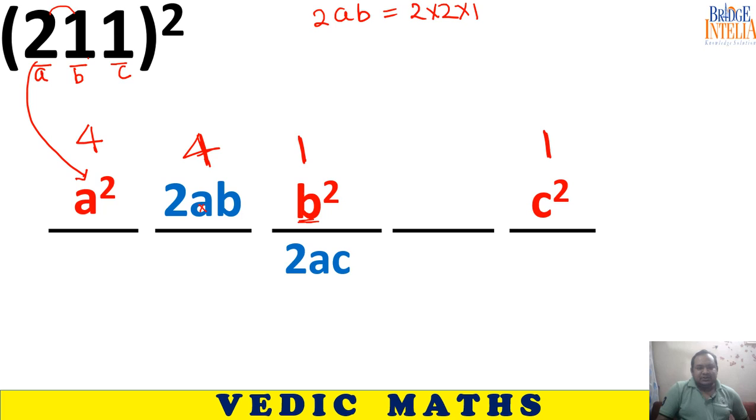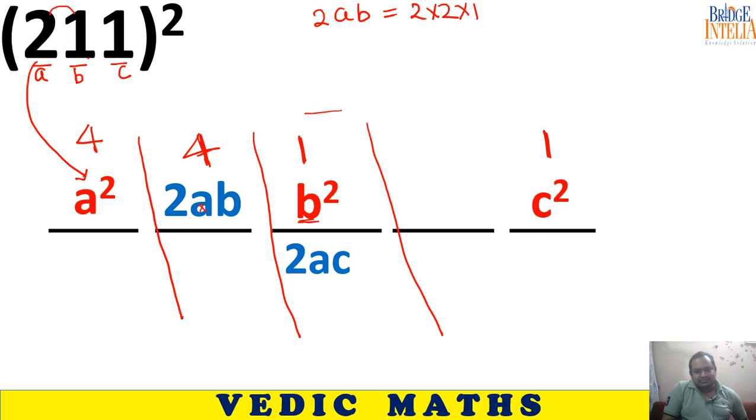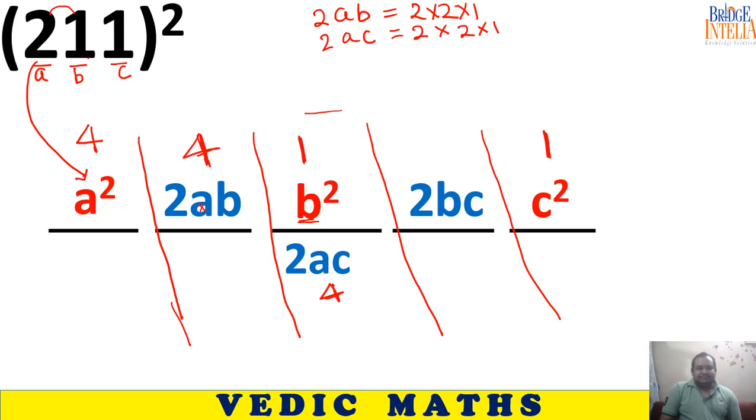What next? 2AC, please understand, you have to write 2AC here. That means you can treat this as 5 separate columns: 1 column, 2 column, 3 column, 4 column and 5 column. 2AC will be in the third column, B square will also be in the third column only. So 2 into 2 into 1, again 4. Write 4 here. Now 2BC is equal to 2 into 1 into 1, so that is equal to 2. Write 2 here. Now we have filled all the spaces.